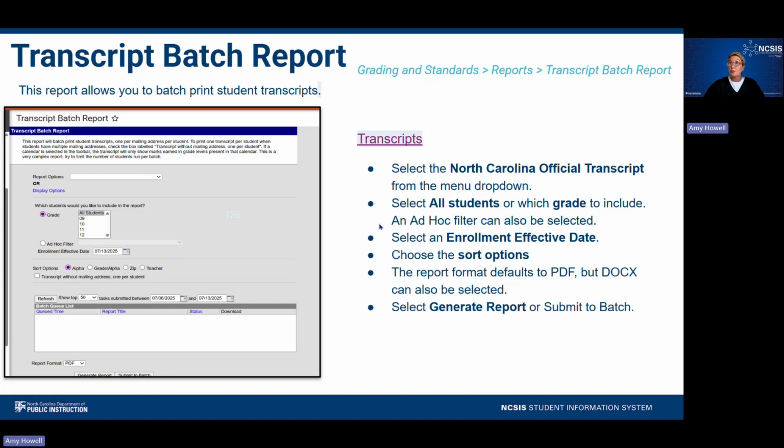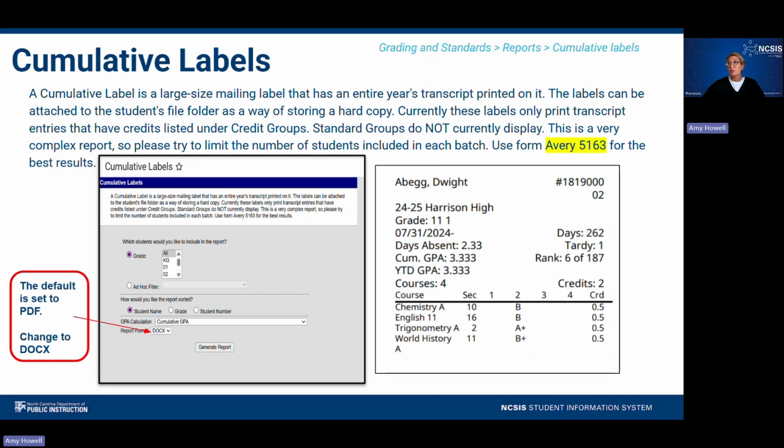And you can run a bunch of transcripts at the same time. All right, we have our cumulative labels, and we usually put if applicable. So if you still do cumulative folders and you use these cumulative labels, this is an option here, and you do not have to update this every year, which is nice. Okay, this is in here. It uses your Avery 5163.